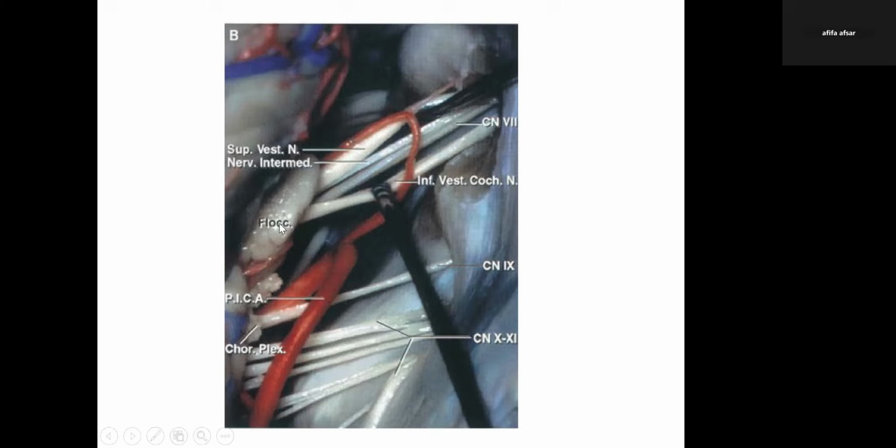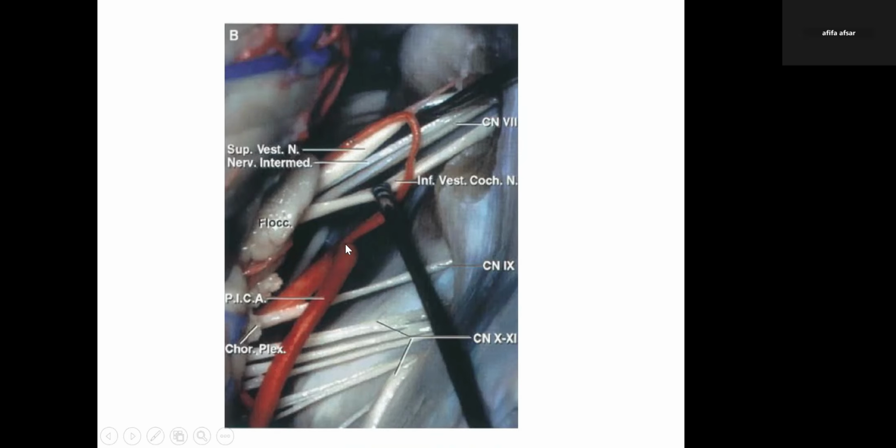Again, we can appreciate the flocculus of the cerebellum, which covers up and hides the junction of these nerves where they originate from the brainstem. In order to appreciate their origin, we retract this and can see their origin further medially. This is the branch of the ICA, which traces down and lies in close proximity to the 7th and 8th nerve complex, and which is itself a branch of the vertebral.